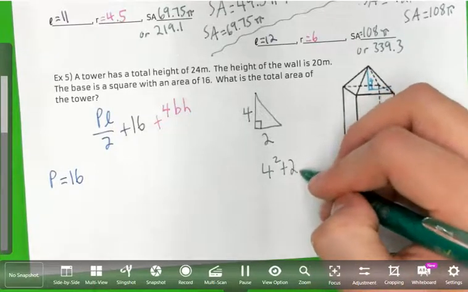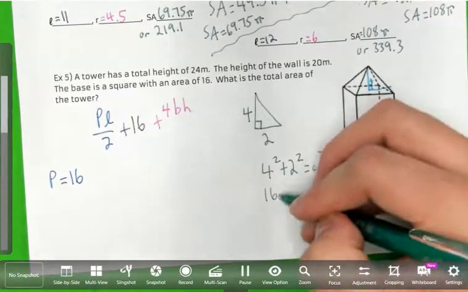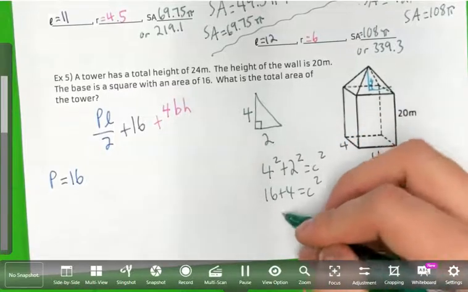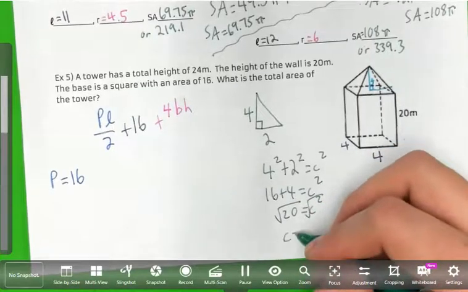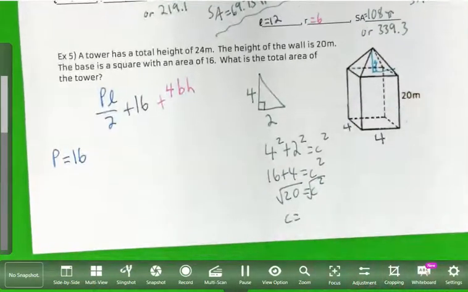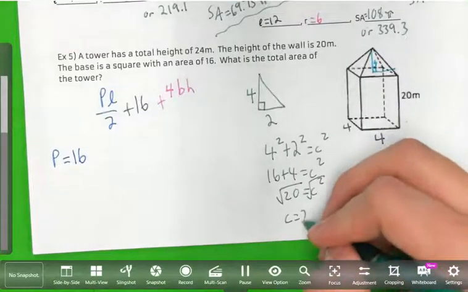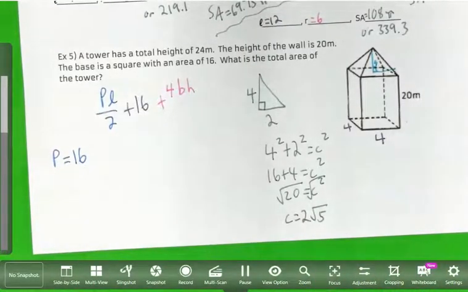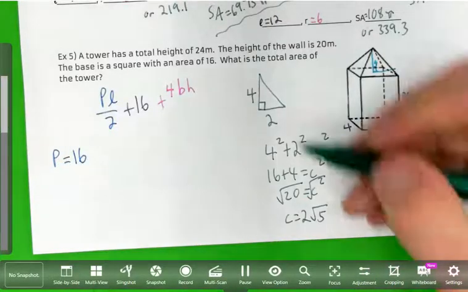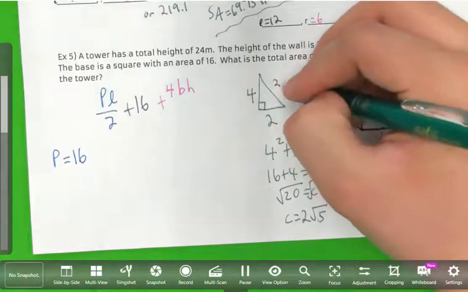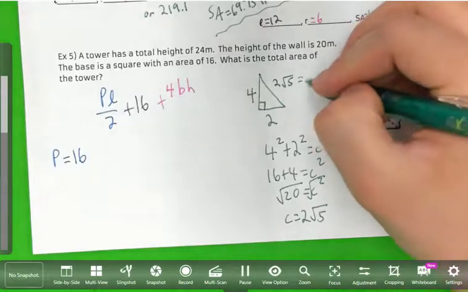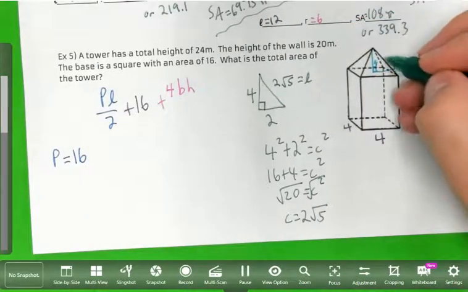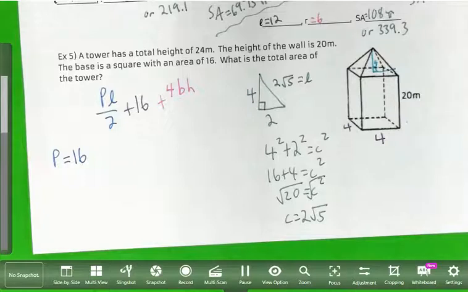4 squared plus 2 squared equals c squared. 16 plus 4 equals c squared. 20 equals c squared. Square root of both sides, and then if you simplify your radical, 20 is equal to 4 times 5. Square root of 4 is 2, so that's going to be 2 times the square root of 5. All right, so we have that, and we can put this right here, and that is our lateral height. That is going to be our L. So using that right there will get us that lateral height for your triangle.